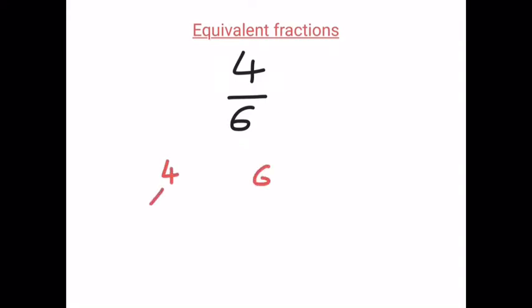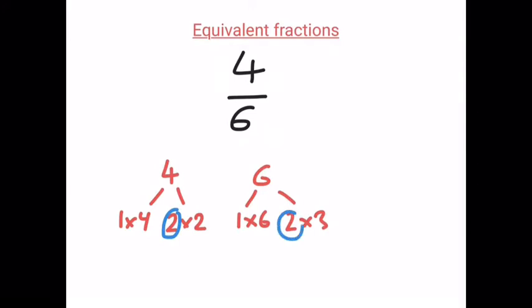I know straight away that 1 times 4 will give me 4. I also know that 2 times 2 will give me 4 as well. Let's have a look what factors we can find for 6. Well, we know 1 times 6 is 6, and that 2 times 3 equals 6. Now we need to find a common factor. So we can see 1 appears in our factors for 4 and 6, but that's no good because we'll end up with the exact same fraction. So the only factor that's common between 4 and 6 is the number 2.